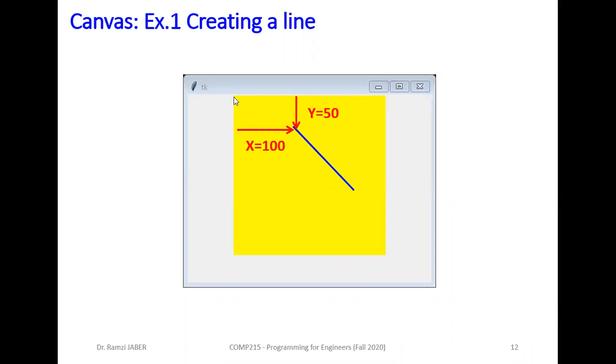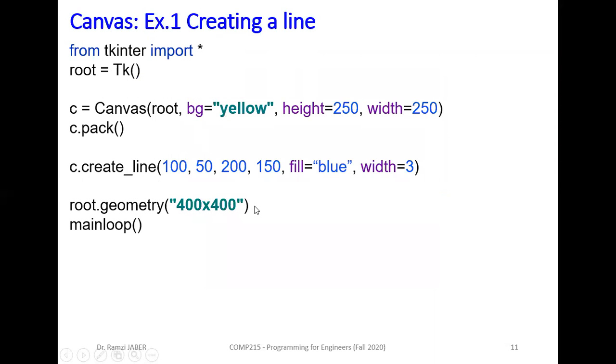So the first point will be x equal 100, y equal 50. The second point will be x equal 200 and y equal 150. So the canvas will draw this line, filled with the color blue, and the width or thickness here is 3 pixels. Okay, this is the code. Simple code. Any question now? Any question here?